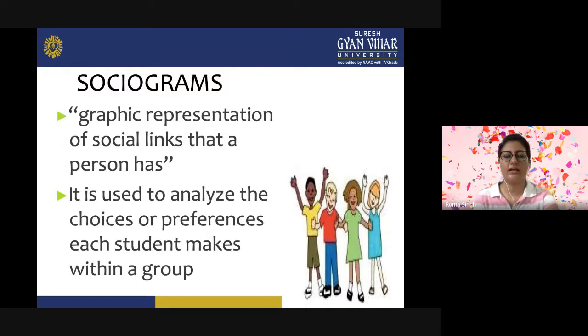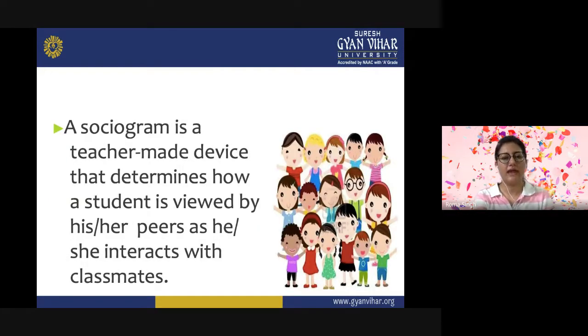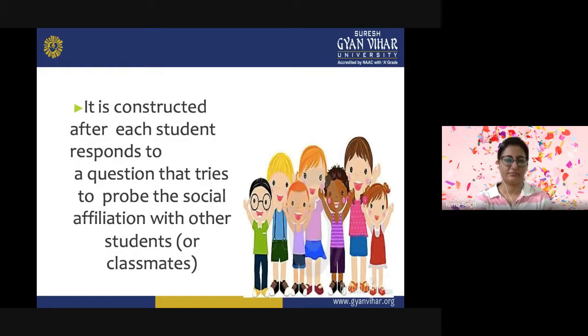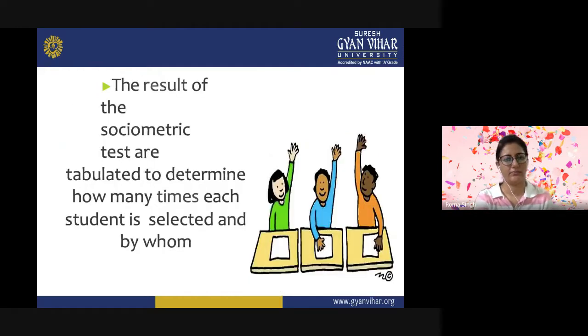It is used to analyze the choices or preferences each student makes within a group. It is actually a teacher-made device that determines how a student is viewed by his or her peers as he or she interacts with classmates. It is constructed after each student responds to a question that tries to probe the social affiliation with other students or classmates. The results of the sociometric test are tabulated to determine how many times each student is selected and by whom.